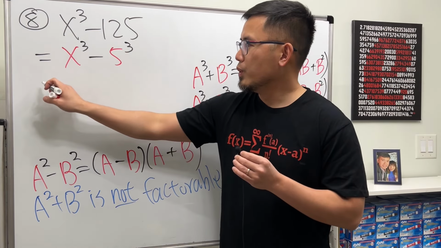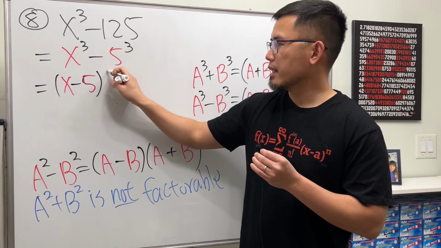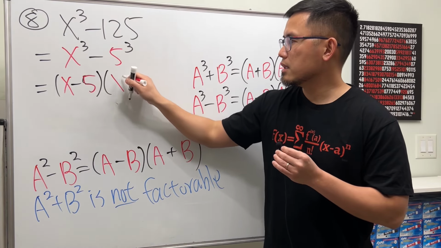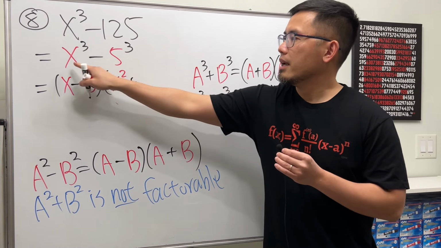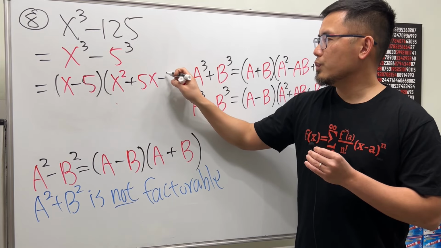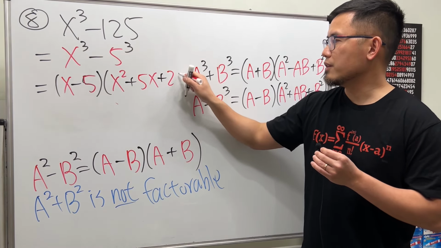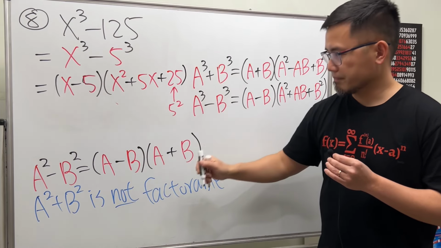So for this, we will first have x minus 5. Then multiply by a squared, which is x squared. And then plus ab, let's write down the 5 first. And lastly, we add b squared, which is 5 squared, and that's 25. This is 5 squared.